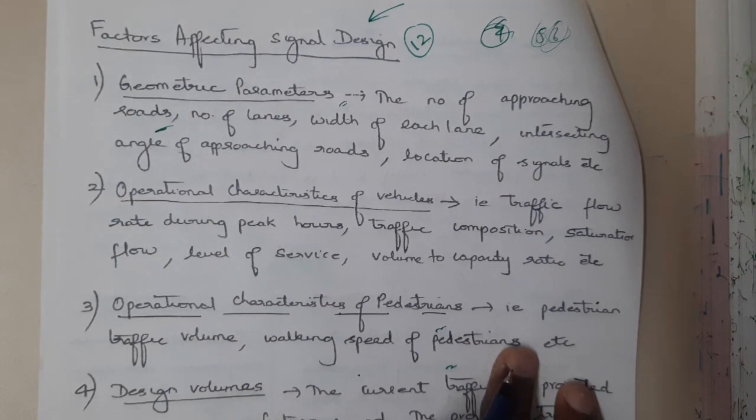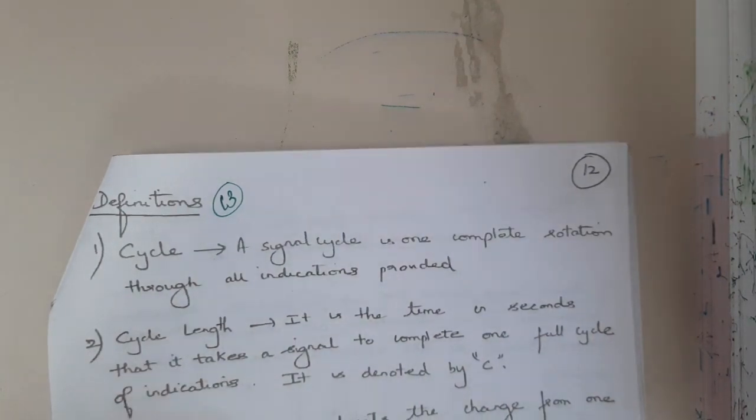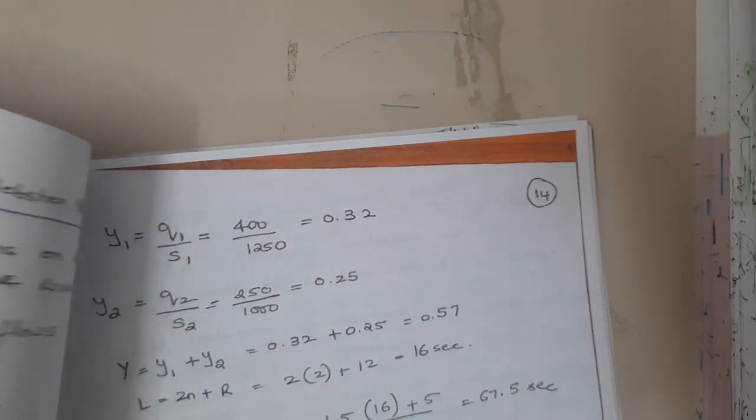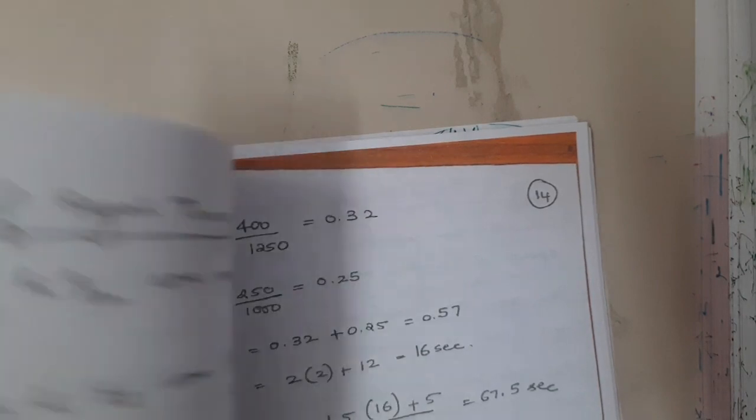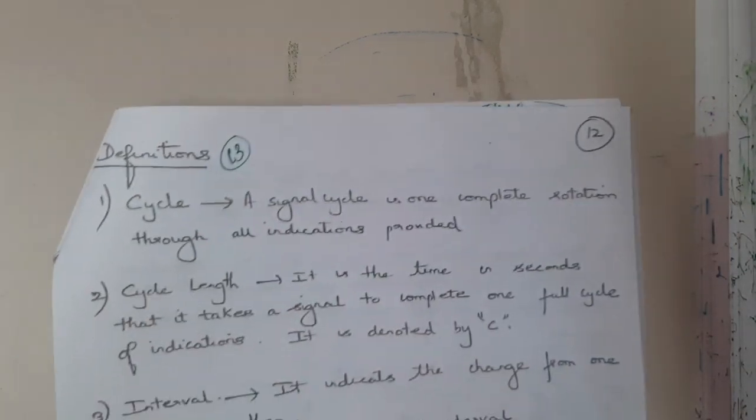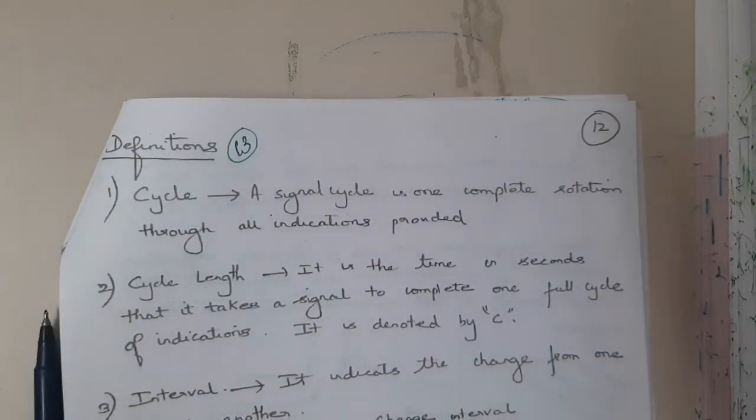I hope everyone got a clear idea on this. In the next lecture, we will go through some definitions so that we have a clear idea about signal timing and how you can decide the timing. These are some basic terminology, and we will be discussing them in the next lecture.